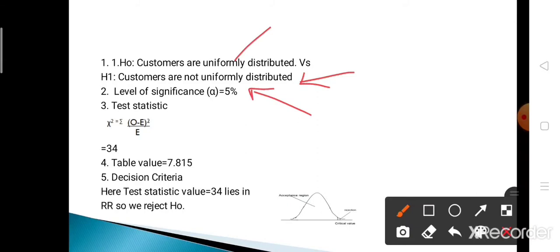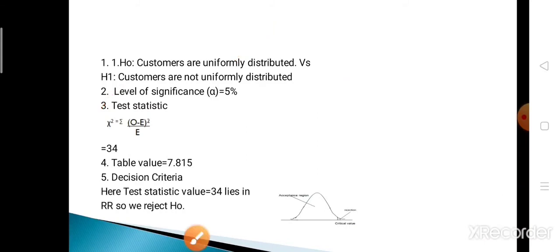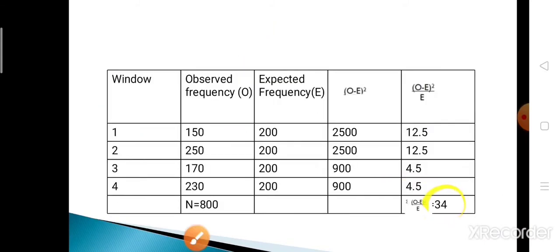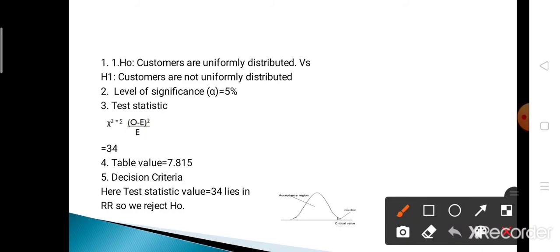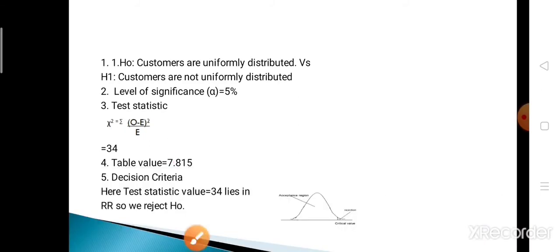Now the third step is the test statistic. What is the value of the test statistic? The value is 34. So the chi-square value is 34. We already calculated this value, it is nothing but the test statistic value. Now the fourth step is the table value. The table value given in the example is 7.815.